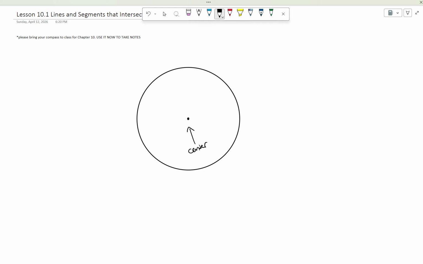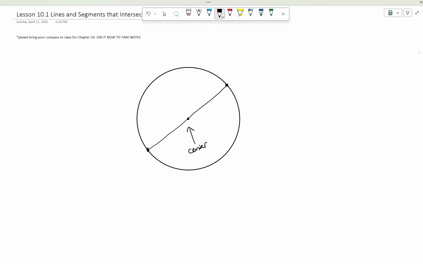So, as we define these things, now if we take a line segment, it's difficult for me to make this line segment here because you'll want to have a straight edge. I don't have one here to put against my computer screen. But I make this line segment and it goes through the center, okay? And that's going to be a special type of line.